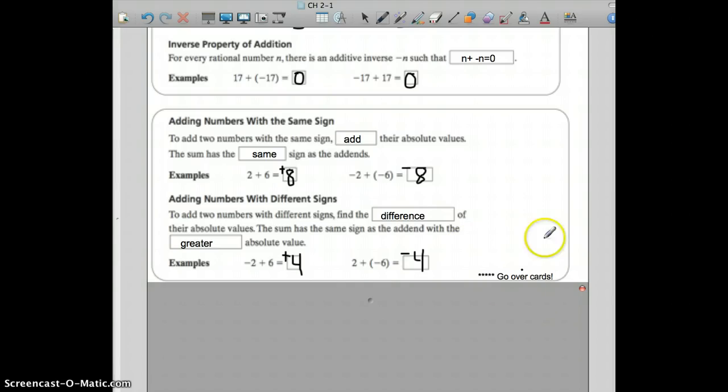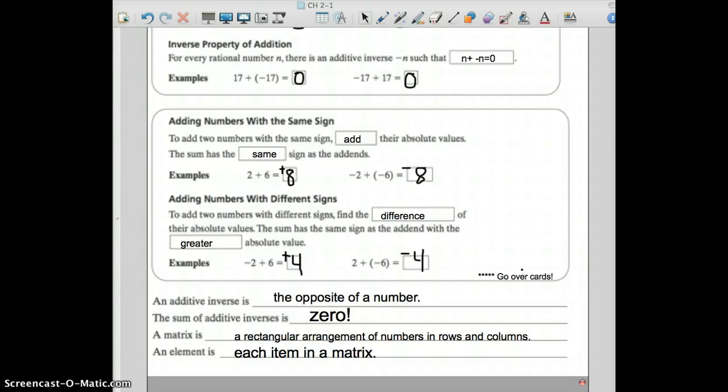Note, there's cards. If you would like a copy of the addition rule cards, please ask in class on the following day. The two key vocabulary terms here are the additive inverse, which is the opposite of a number, and then the sum of the additive inverse, remember, is always 0.